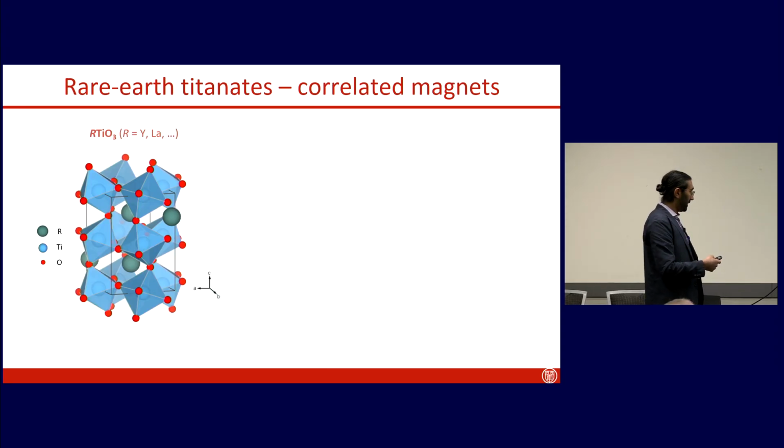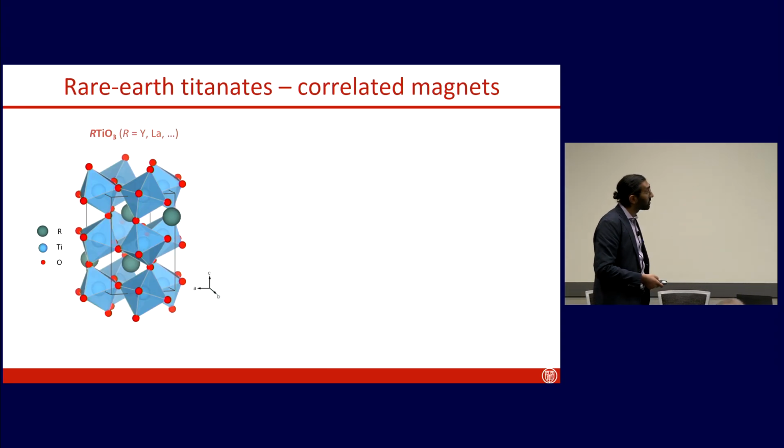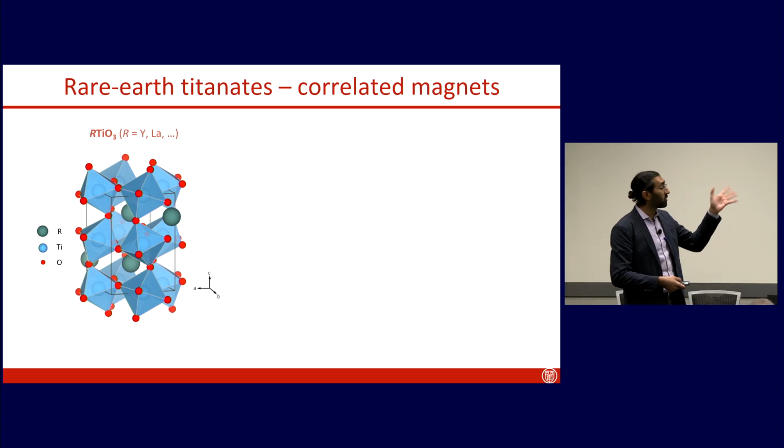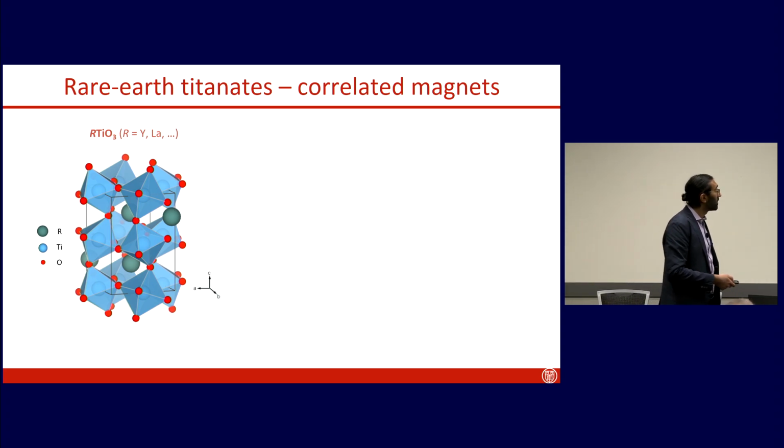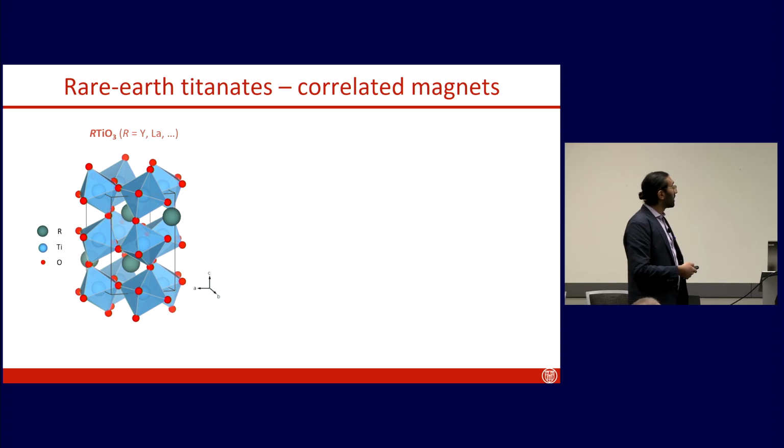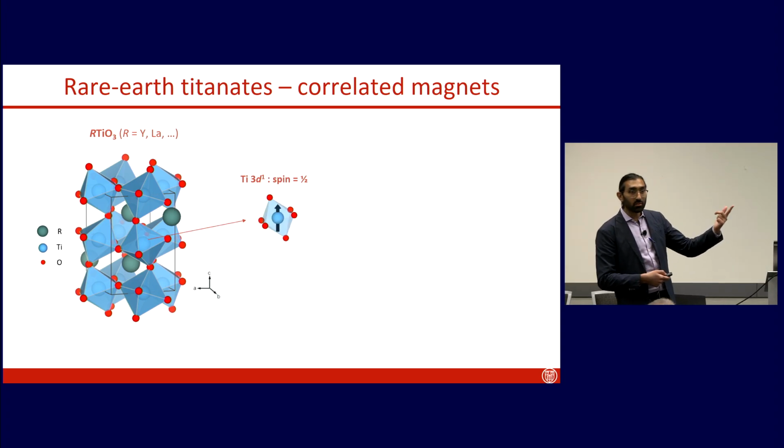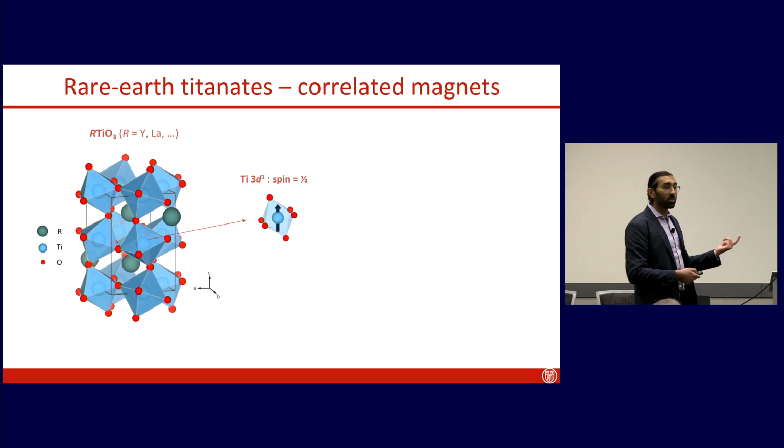Okay, and so the system that we looked at to try to explore this question is the rare earth titanates, and I'll explain to you why we chose the system in the next couple of slides. It's an orthorhombically distorted perovskite. And microscopically, the most important thing is that you have a single d electron, which is this titanium d1, so it's a spin 1/2 system.